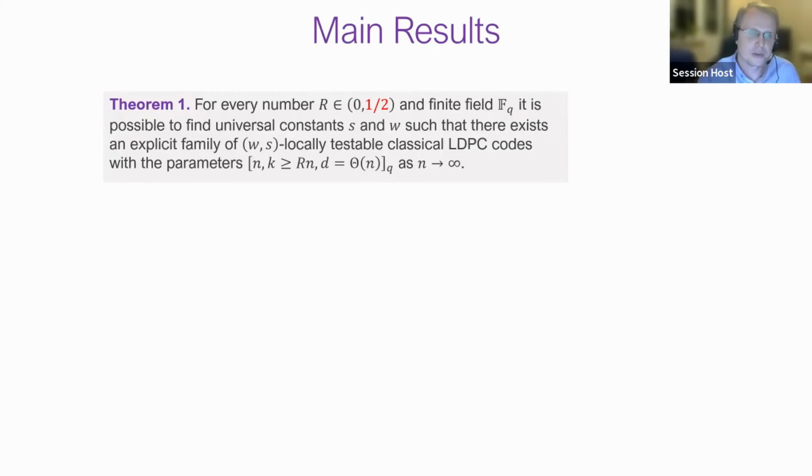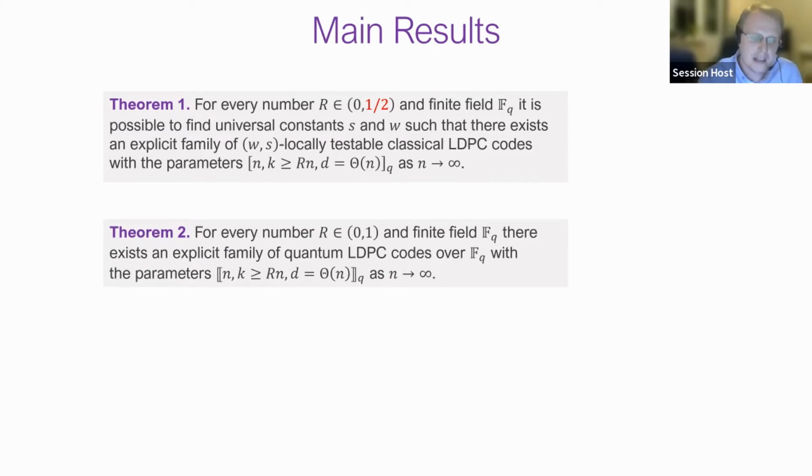So the main results of our paper are the following. First, we show that for every number arbitrarily close to 1/2, and every finite field, even a finite field of odd characteristic, it is possible to find universal constants S and W such that there exists an explicit family of locally testable codes. And another theorem says that for any rate R arbitrarily close to 1 in this case, it is also possible to construct an explicit family of quantum LDPC codes.